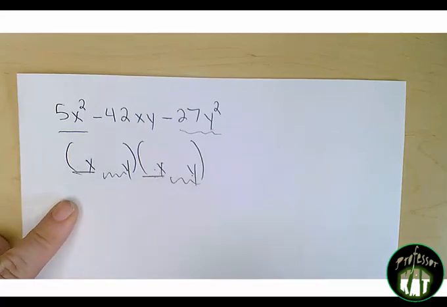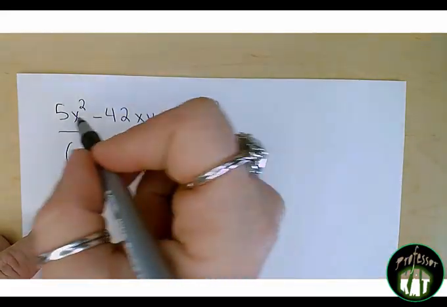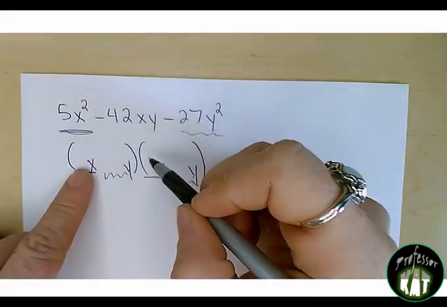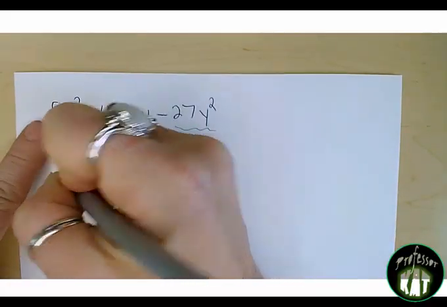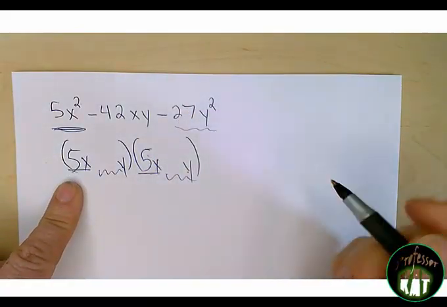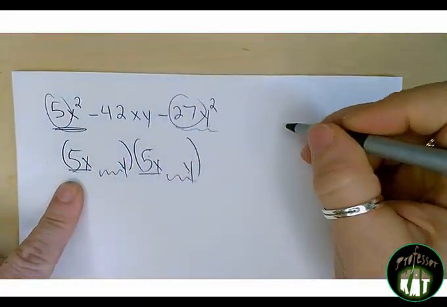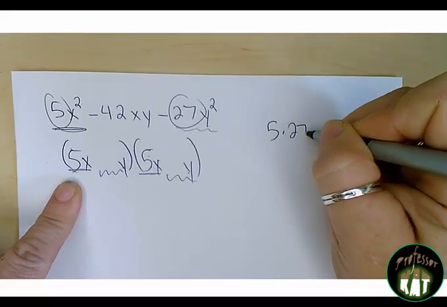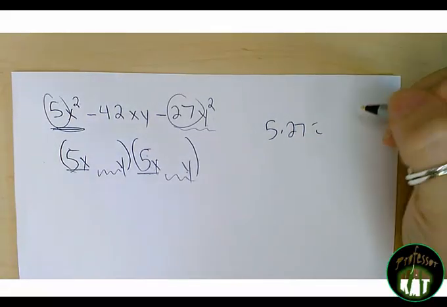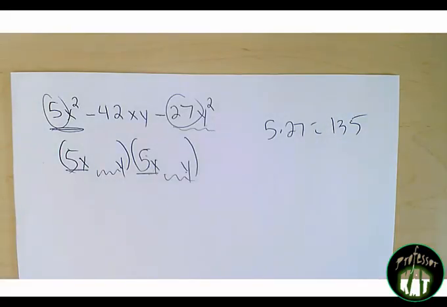Now, as far as the numbers, I use a process that is called no-fuss factoring in order to factor trinomials. The way that that works is you're going to take your first term here, ignoring the exponent, repeat it twice in the first position. That 5x times the 5x. Step 2, take your first number, multiply it times your last number. 5 times 27. Now, 5 times 27 is 135.